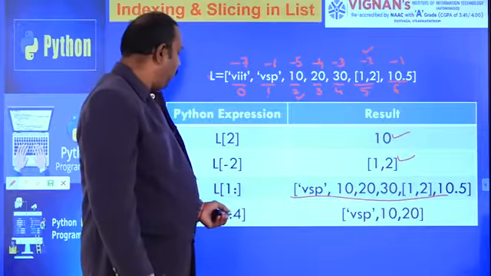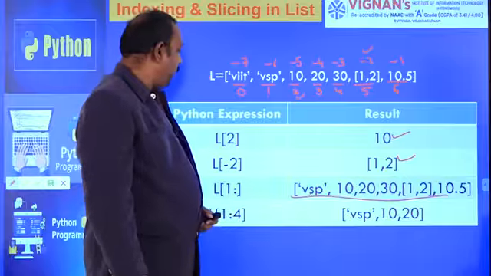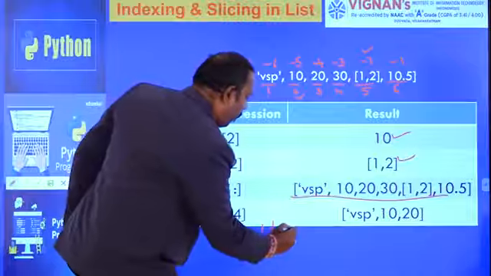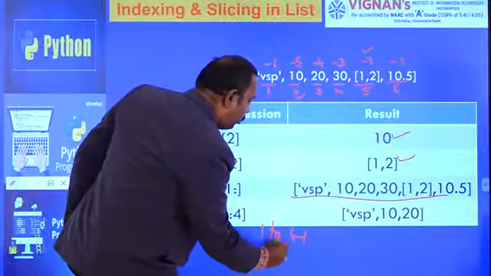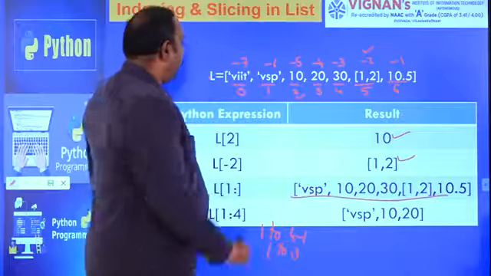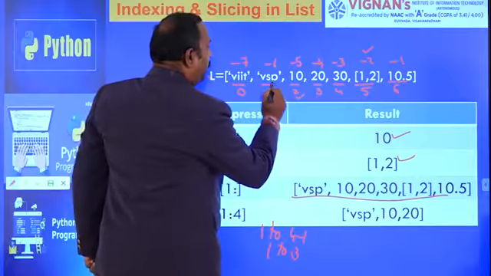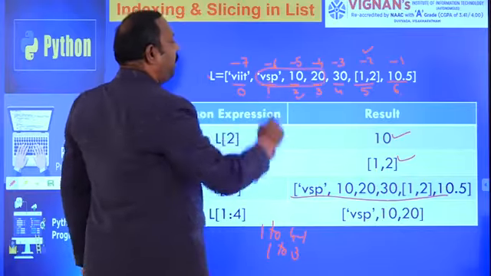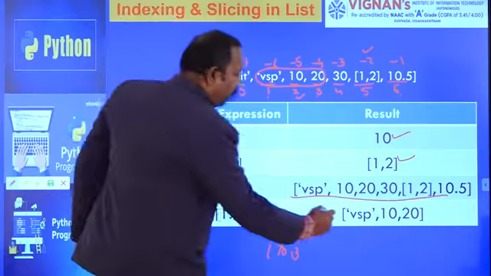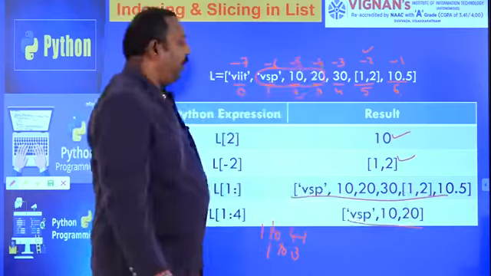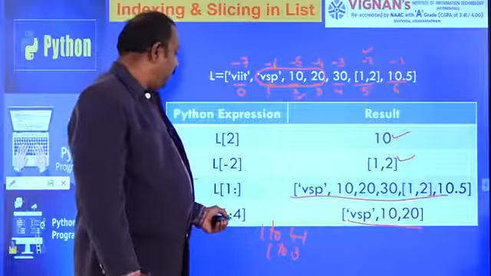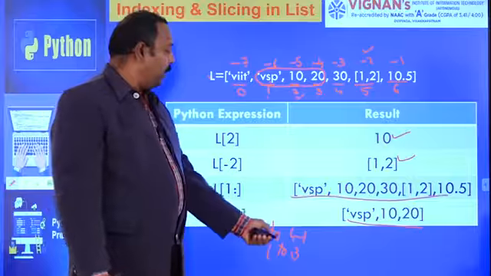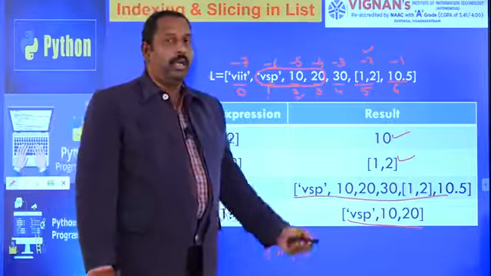And next one is L of 1 to 4. So the starting index is 1 and the last index is 4. That means 1 to 4 minus 1, that means 1, 2, 3. So VSP, 10 and 20 you will get as the output. Only these three you will get. So 1 is the starting index and 4 is the end index, end minus 1, 4 minus 1, means 1, 2, 3 you will get the output.